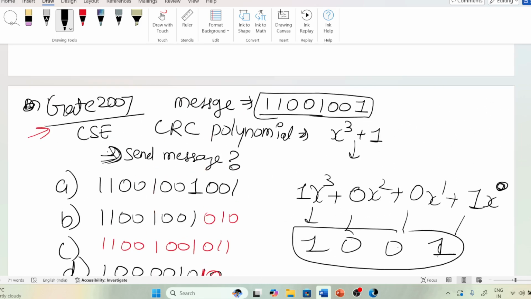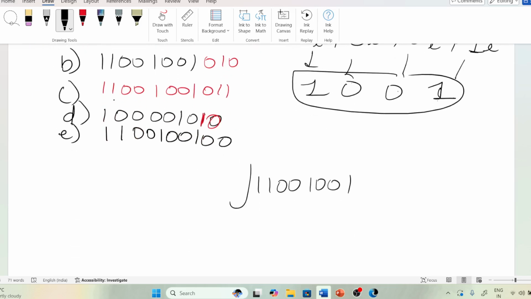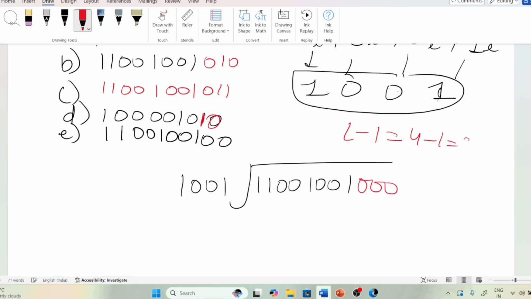And now what is the length here? Length is 4. So 1 0 0. Length कितनी 4 है? So it means 3 0 I am going to append here. How many 0? 3 0 I am going to append here. हमने ऐसे सीखा था, L minus 1 देखा था. So 4 minus 1 कितना होना है?